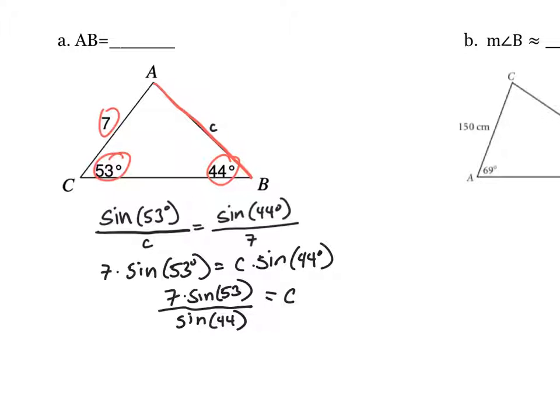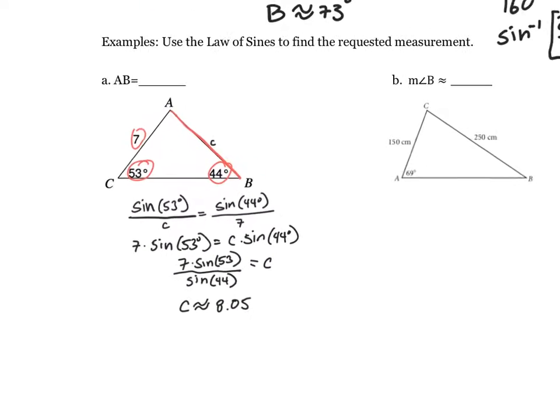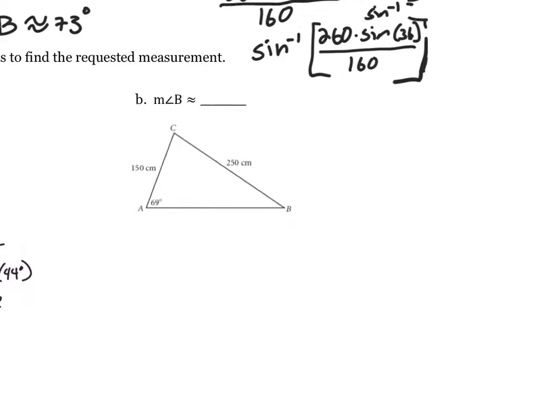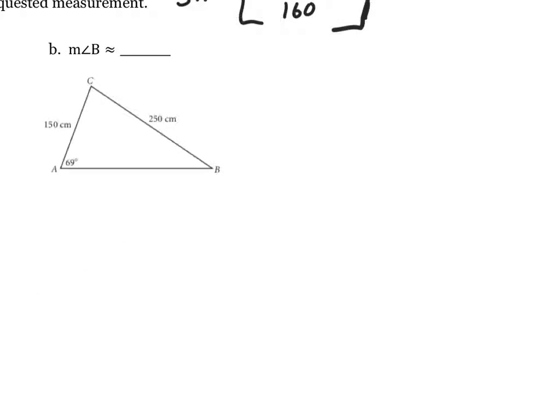So just type that into your calculator, and we get our side c is approximately 8.05. And we don't have any units on this. So AB is 8.05. Let's just double check, does that make sense? Well, 44 is across from 7, so 53 is a bigger angle. We should have a slightly bigger side, which we do. 8 is bigger than 7. All right, go ahead and set up this next one and try to solve it, and then rejoin me when you're ready.